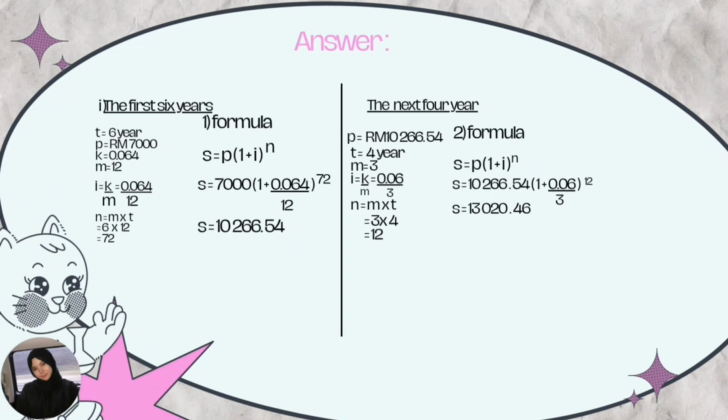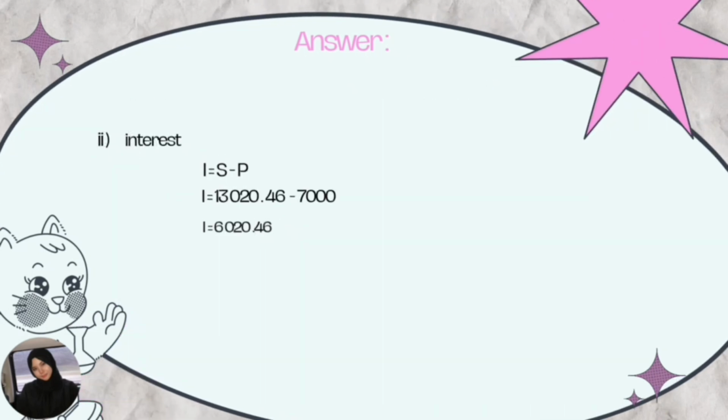We will get S equals 10,266.54. For the next 4 years, we use formula S equals 10,266.54 bracket 1 plus 0.06 over 3 bracket power of 12. And the final answer, you will get S equal to 30,020.26 ringgit.